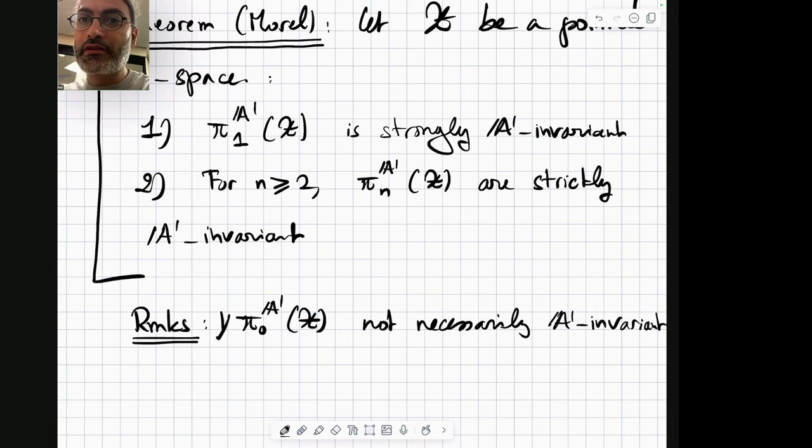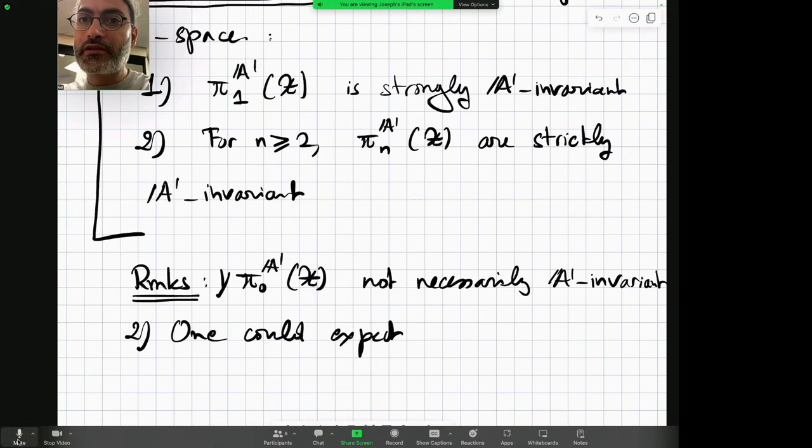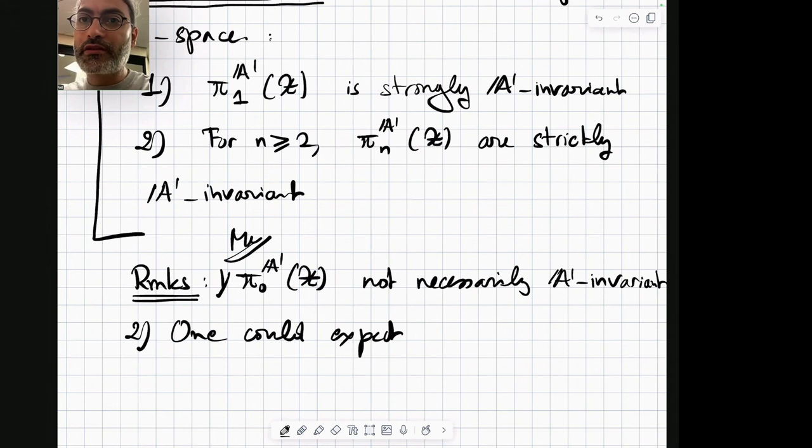That's one remark. You would find this in a short paper on my webpage, from last year or two years ago. It was a conjecture of Fabien that this was true in general, but unfortunately it's not the case.